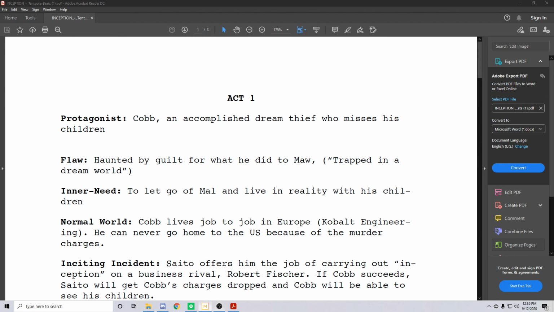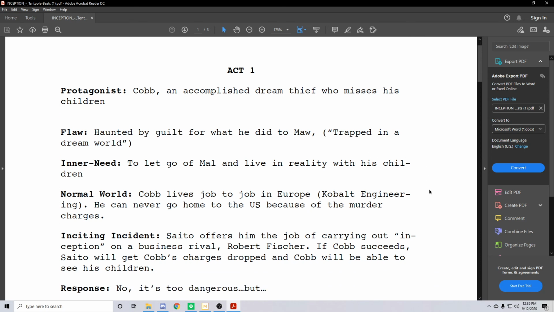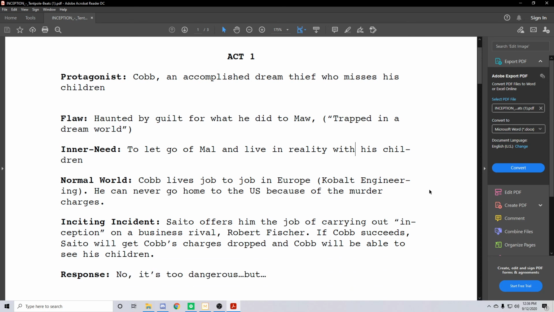So in Act 1, the components they establish are the protagonist, who is an accomplished dream thief who misses his children. His flaw is that he's haunted with guilt, although they don't quite explain it, but we know he feels guilt that he can't be with his family for something vague he did in his past. We understand later that it's related to his wife, but we get more details of that going on. But we definitely know that this guy is stuck emotionally based on that event.